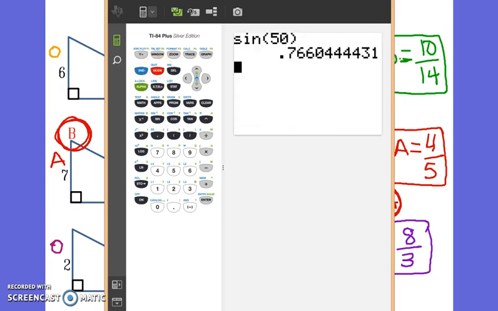But here's a good one to try. If you can get on your calculator sine of 50 degrees is 0.766, then you know you're in the right mode. And so there's a few on your worksheet that are going to just have you play with that.